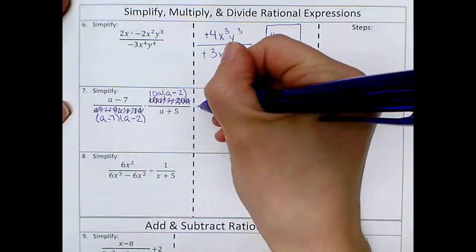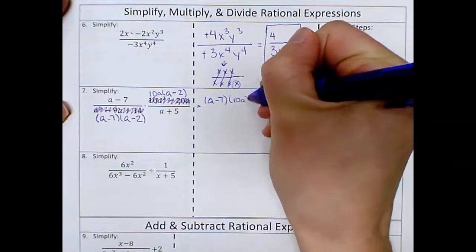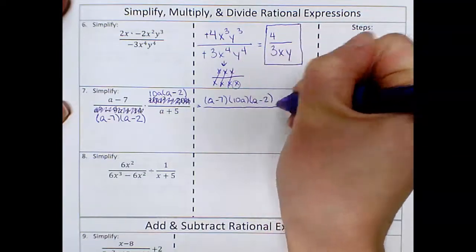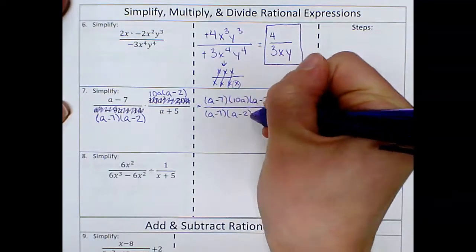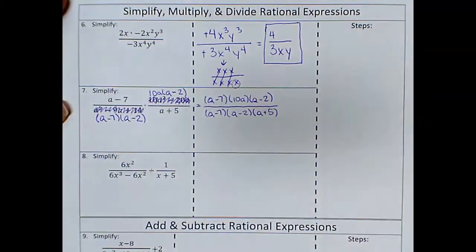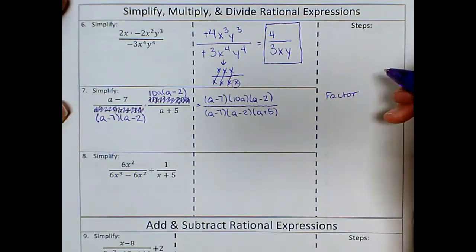So what we have is an a minus 2 on the top, and an a minus 2 on the top. And on the bottom we have an a minus 7, an a minus 2, and an a plus 5. So I want to factor and then cancel common factors.